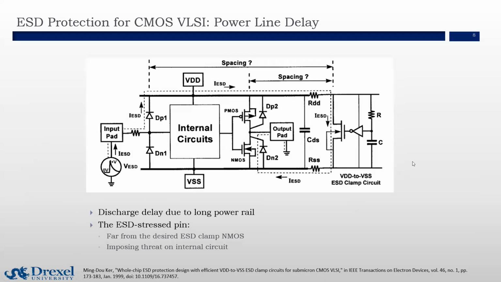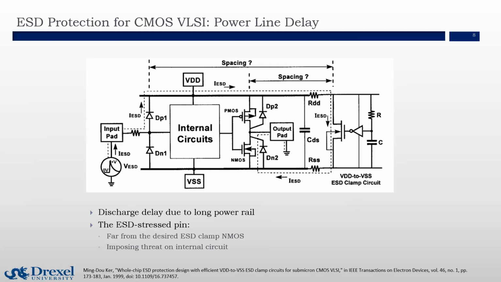So we want to investigate the power line delay. Recall that the power line of an IC could be a long rail. If we have a voltage applied on one side of a power rail, and if we put the clamp device too far from the internal IC, then the overall current going into the IC could still be pretty large. This is called the discharge delay due to the long power rail.